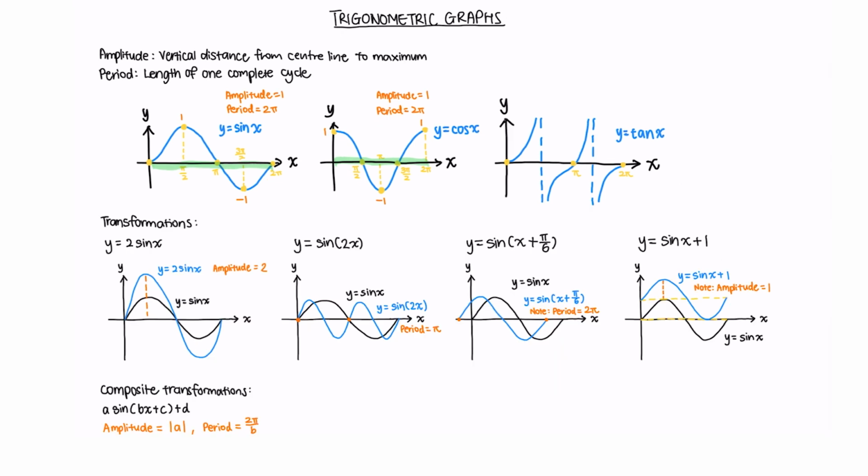To represent all that into a really nice compact formula, I have all these letters written over here: a sine(bx + c) + d. Your amplitude will just be the mod of a. Again, your amplitude needs to be positive, and your period will be 2 pi over b. Again, if you look over here, y equals sine 2x. We are stretching by a factor of half, so your period becomes halved. So in this case, for a stretch factor of b, we want to divide by b.